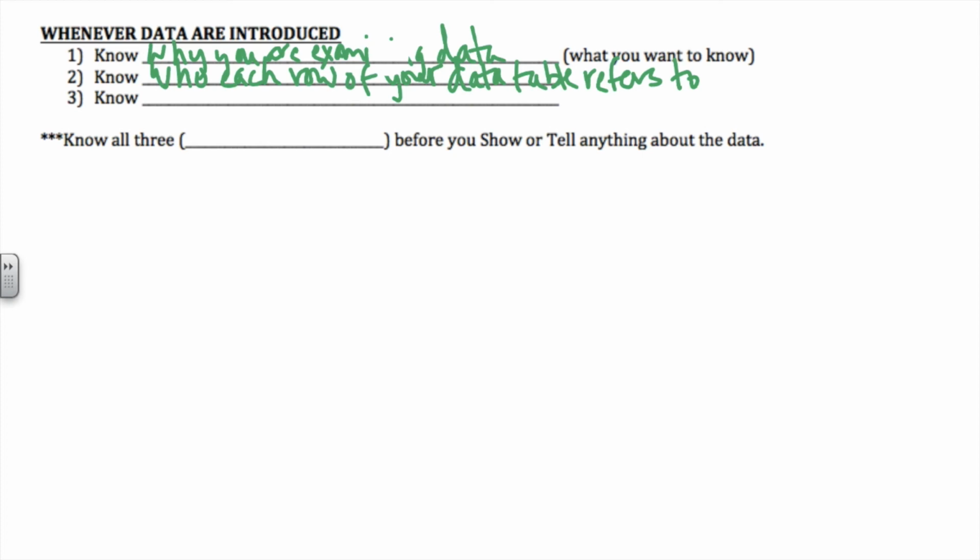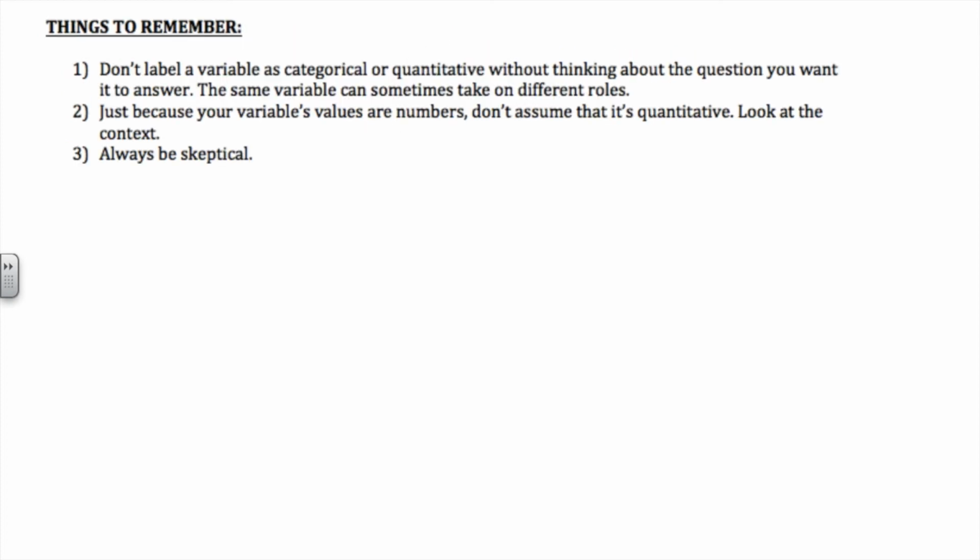Sorry about the pen not working. Last slide, I don't need to write anything, so I'm just going to talk. Things to remember: don't label a variable as categorical or quantitative without thinking about the question you want to answer, because the same variable can sometimes take on different roles. Just because your variable's values are numbers, don't assume that it's quantitative. Look at the context. Don't let numerical labels fool you into thinking they have quantitative meaning.